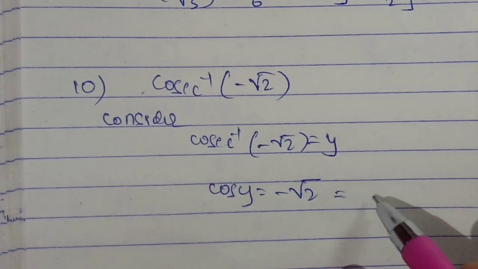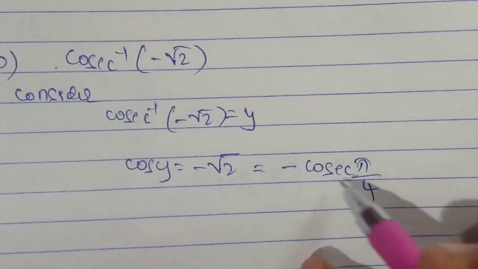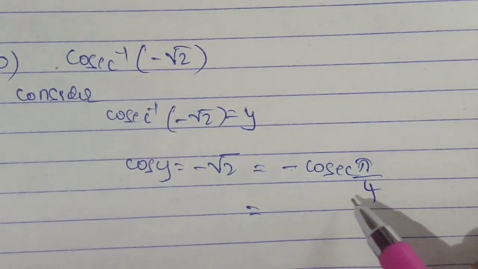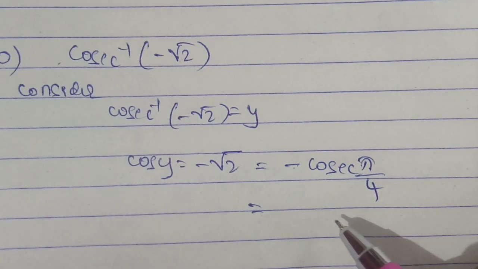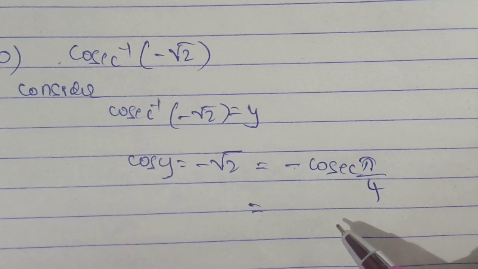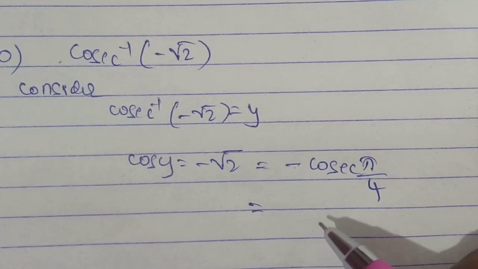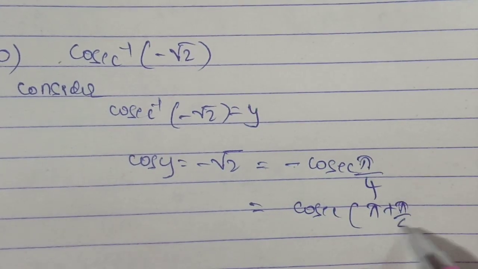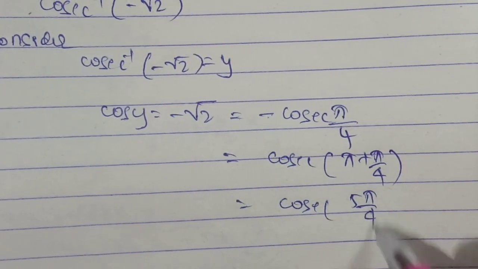Here I can write this one as minus cosecant of pi by 4, which is root 2 into minus root 2. Then cosecant theta will be positive in the first and second quadrant, and it will be negative in the third and fourth quadrant. Here I can't consider the second quadrant, so I am considering the third quadrant. The third quadrant is cosecant of pi plus pi by 4. Pi plus pi by 4, I get 5 pi by 4.